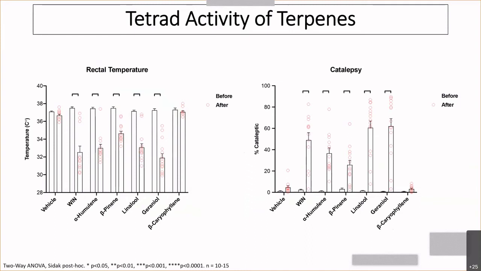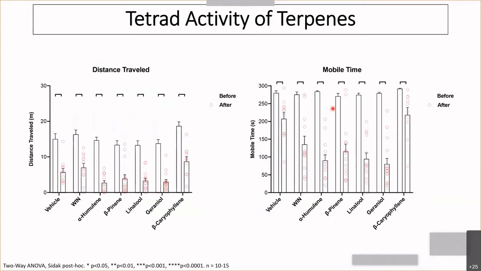This is further supported by the catalepsy findings. Again, vehicle and beta-caryophyllene control show no catalepsy, but WIN and all four terpenes produce a robust catalepsy, although it varies a bit between the different terpenes, suggesting again that all four terpenes are cannabimimetic, producing these tetrad behaviors.